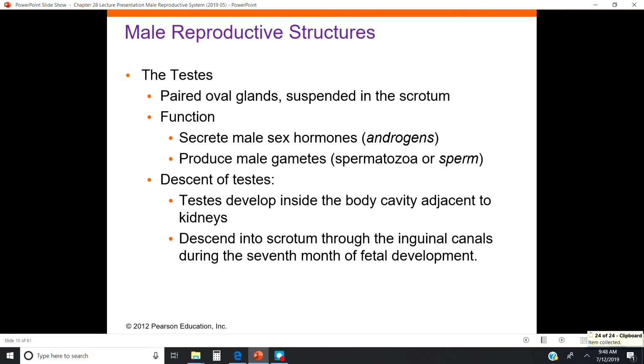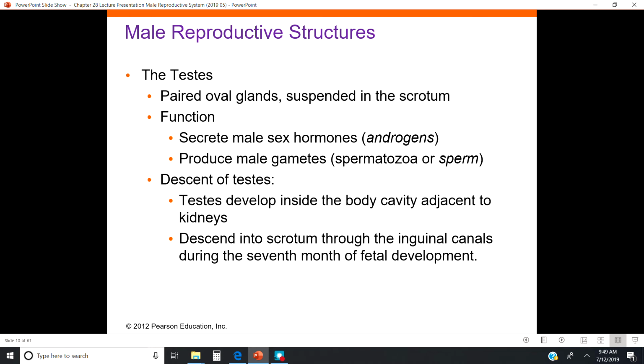So let's finish this lesson by taking a look at the testes. Sometimes people say they're the testicles, either or. These are a pair of oval glands, right? We have two of them. They're suspended, as I said, in the scrotum. The two main functions are that this is where the male sex hormones or androgens are produced, the main androgen being testosterone. But secondly, this is also where the male gametes are produced, known as the sperm or spermatozoa. We'll talk about that in our very last lesson, just a quick overview of how sperm is produced.